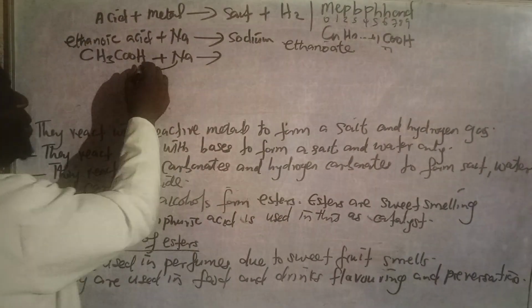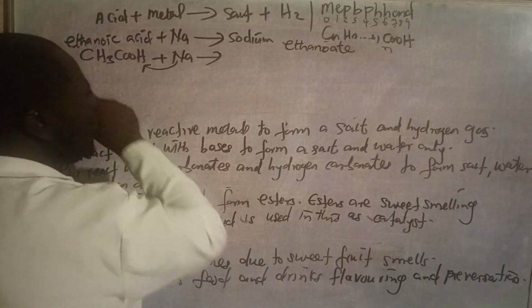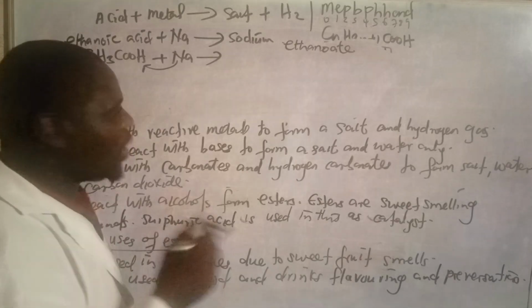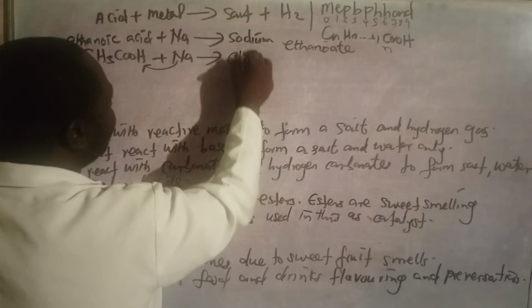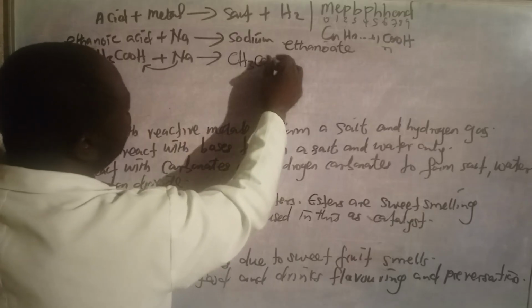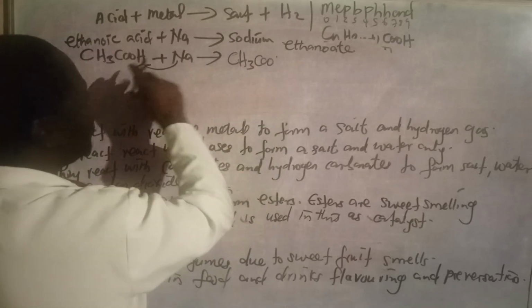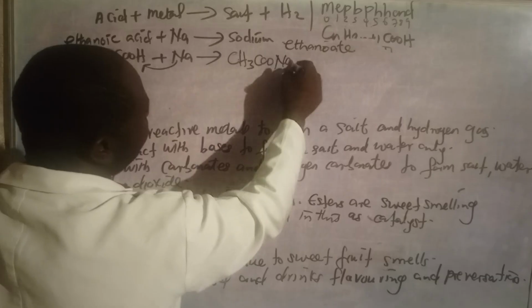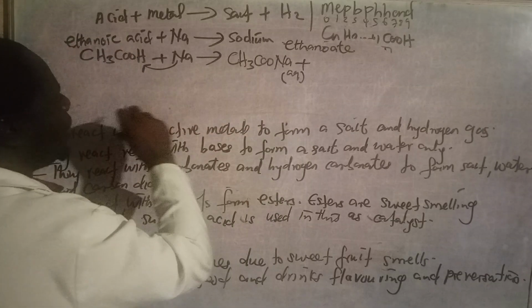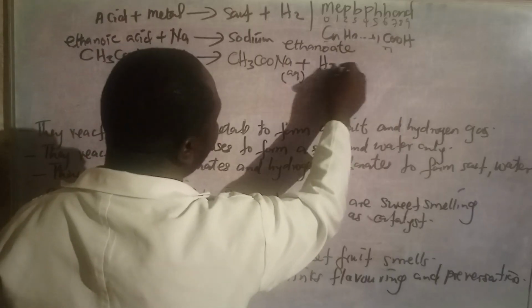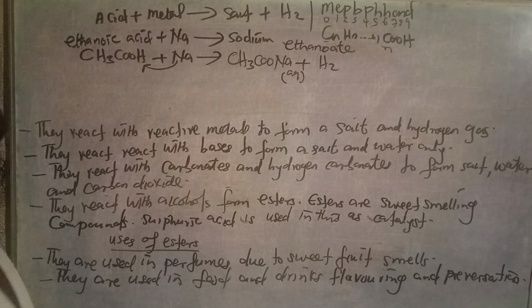Now, how do you come up with the formula? This hydrogen will be replaced. When you're writing the formula, you start with the acid, CH3COO, and this hydrogen is being replaced by sodium. Then plus hydrogen gas, like that.